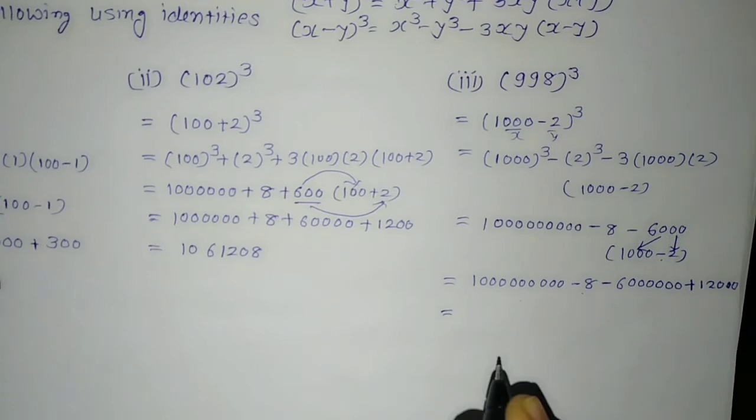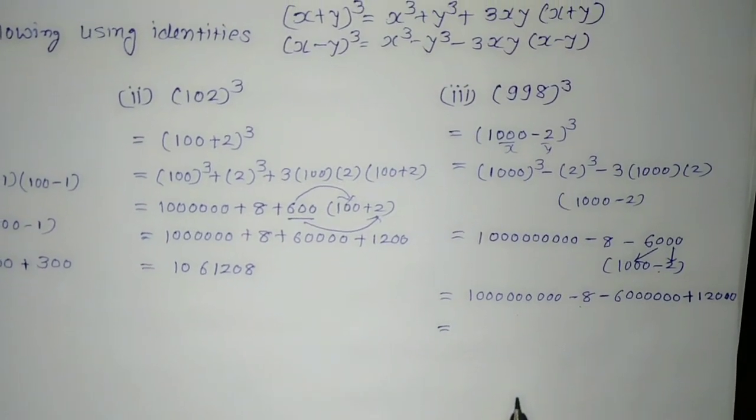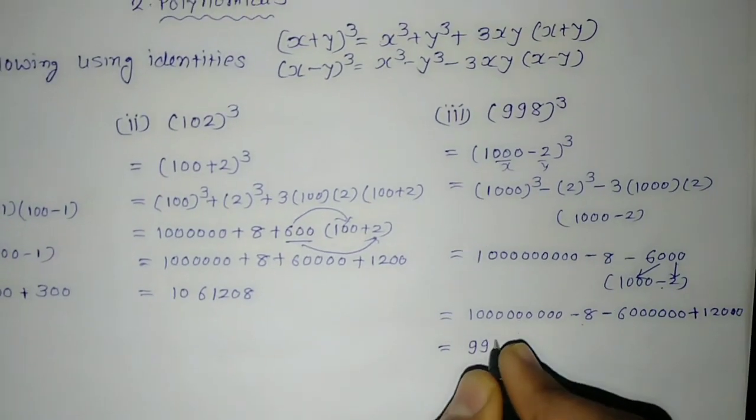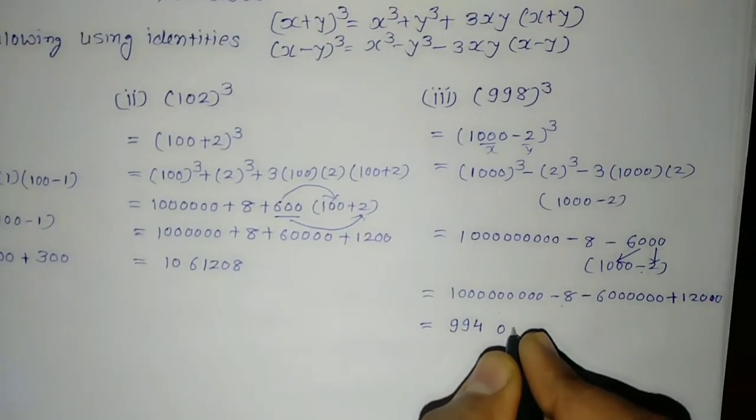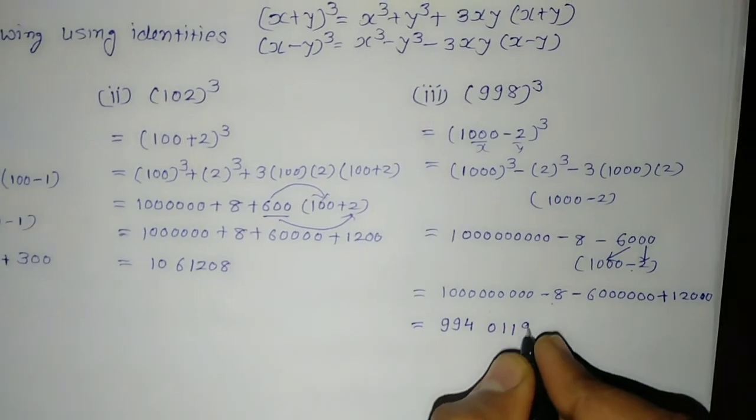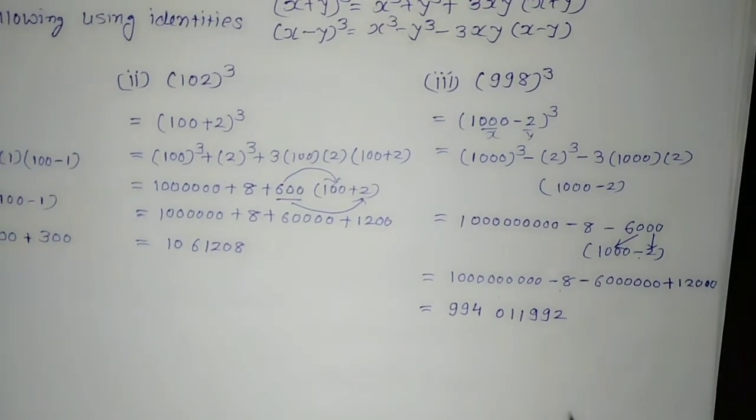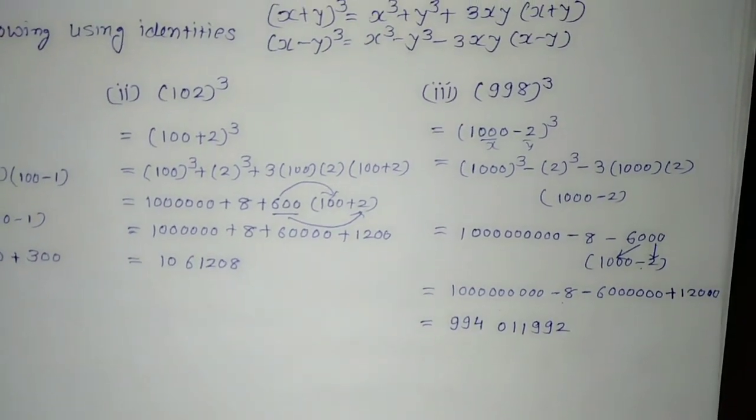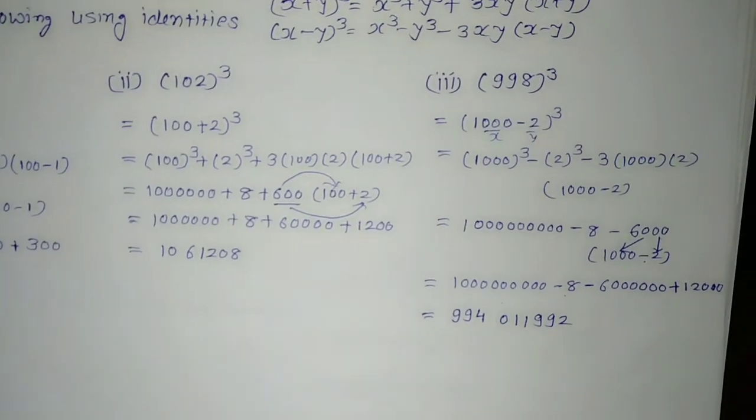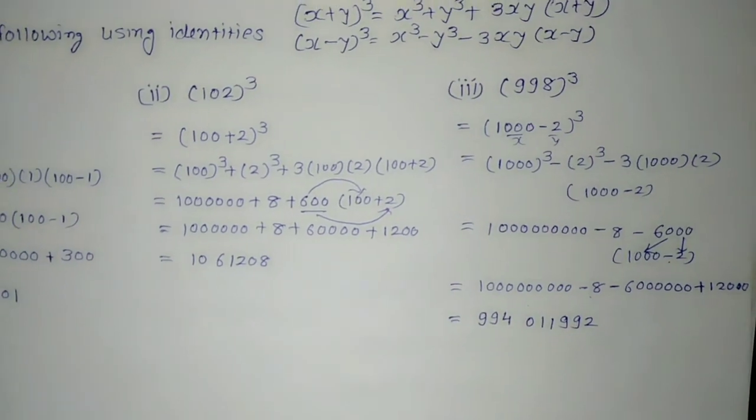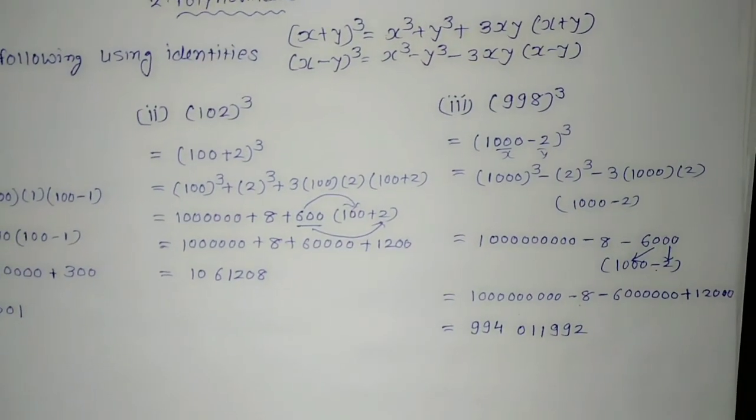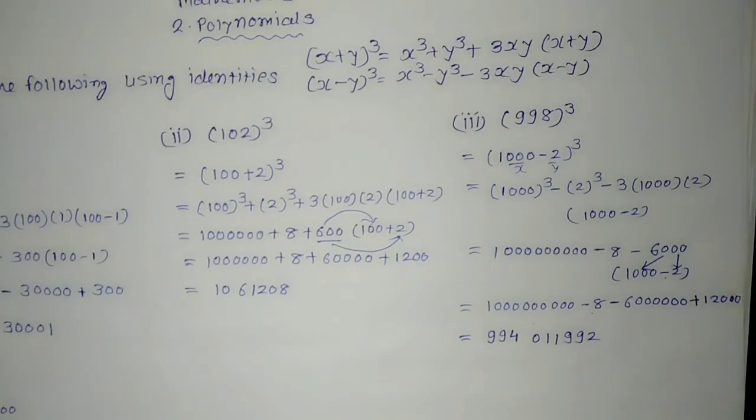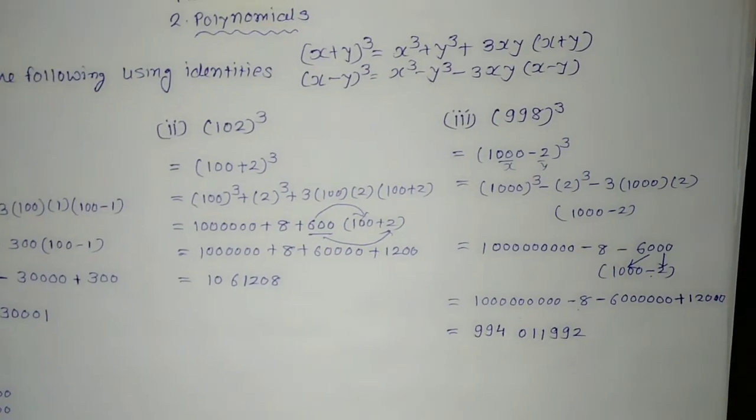So ultimately, I'm telling you what answer you are going to get. You try for this, you will ultimately get the answer 994,011,992. So this is how, by nearby zeros, you have to write the identity, and then you will use the identity (x plus y) whole cube or (x minus y) whole cube, and you can solve this sum easily.